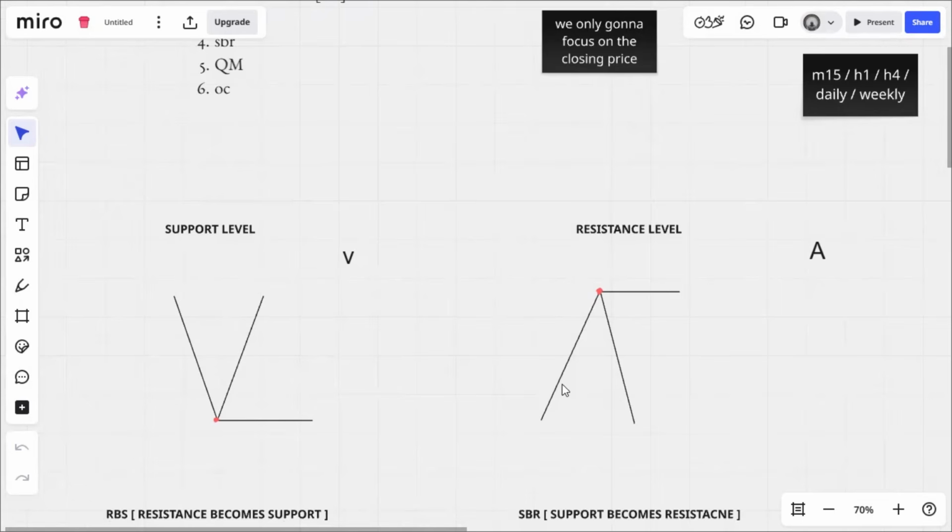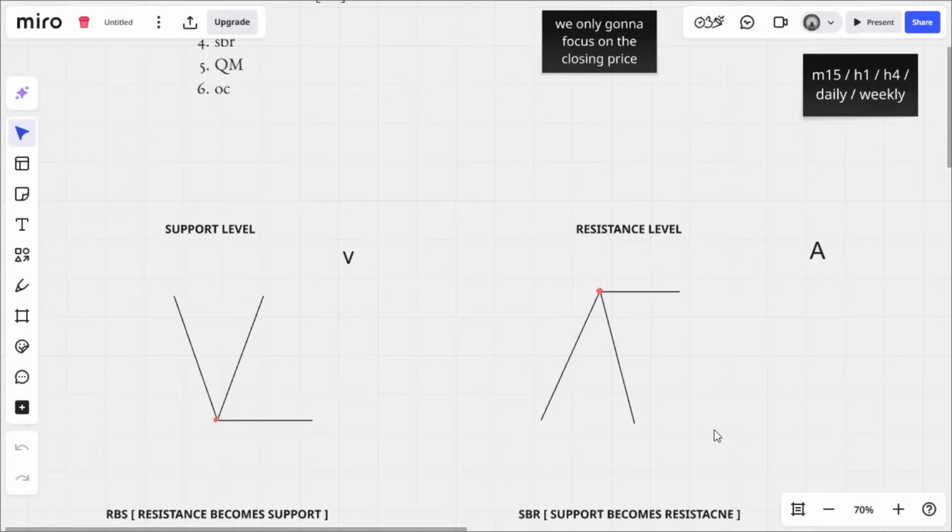In the line charts, you're gonna spot these levels like this, and we mark out this point right here. That's gonna be our support level, and this point right here is gonna be our resistance level. We only look for buys from support levels, and we only look for sells from resistance levels. That's all about support and resistance levels.